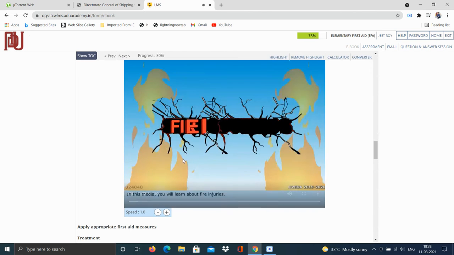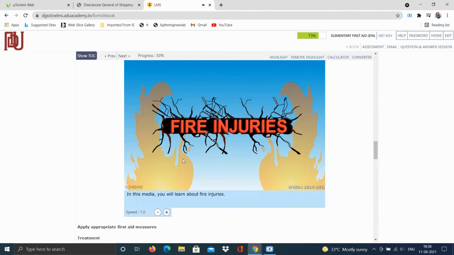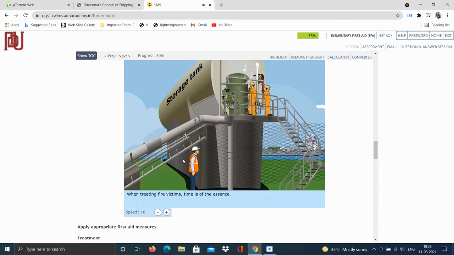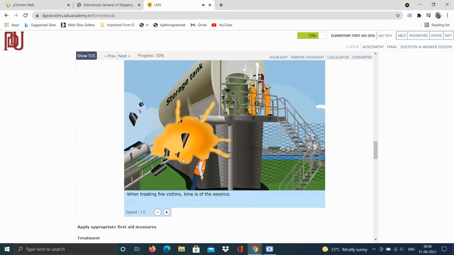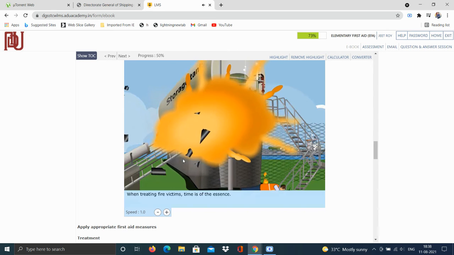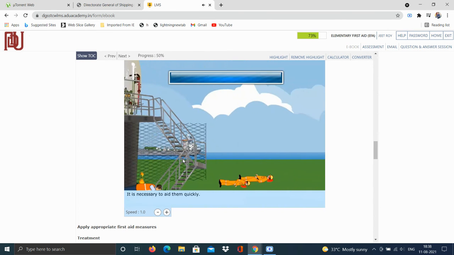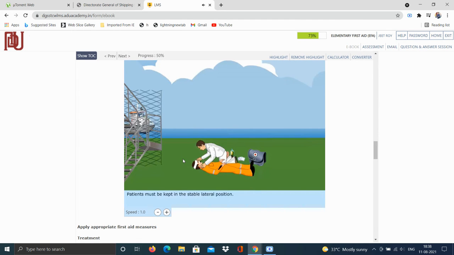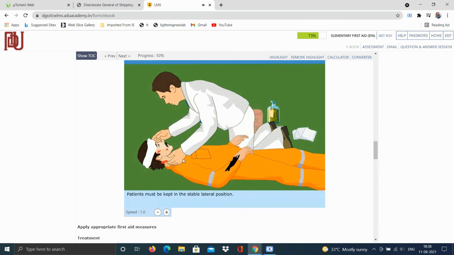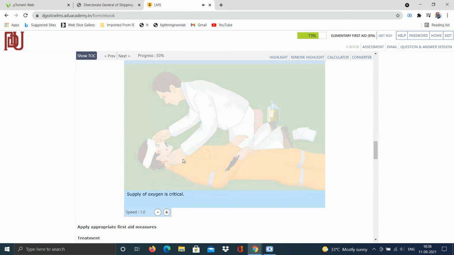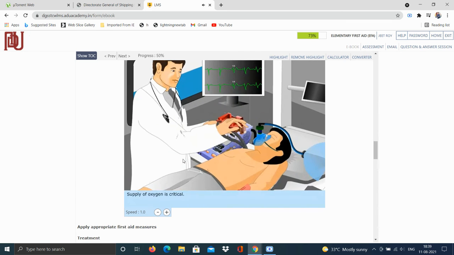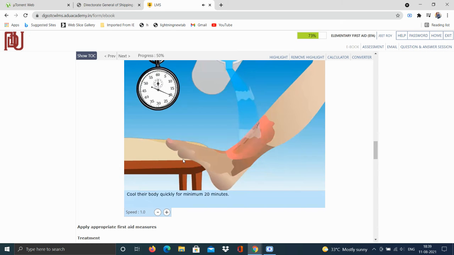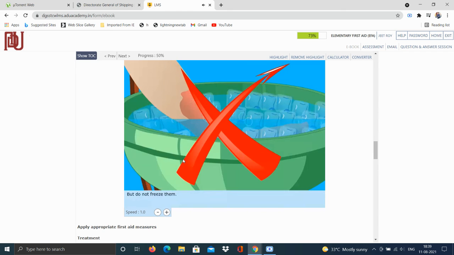In this media, you will learn about fire injuries. When treating fire victims, time is of the essence. It is necessary to aid them quickly. Patients must be kept in the stable lateral position. Supply of oxygen is critical. Cool their body quickly for minimum 20 minutes. But do not freeze them.